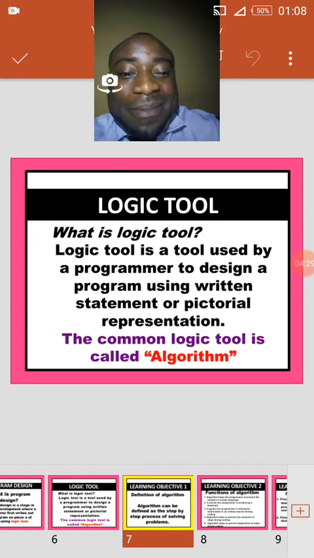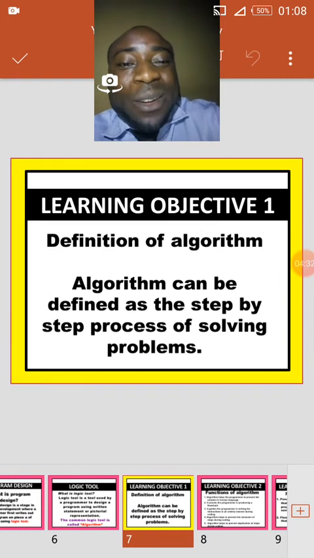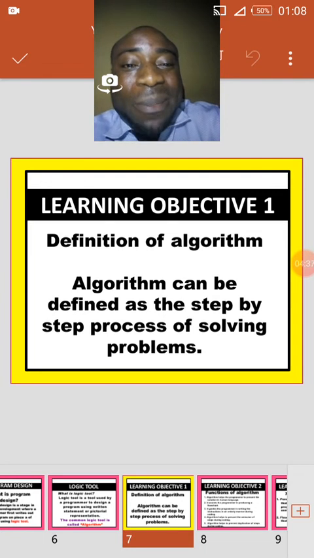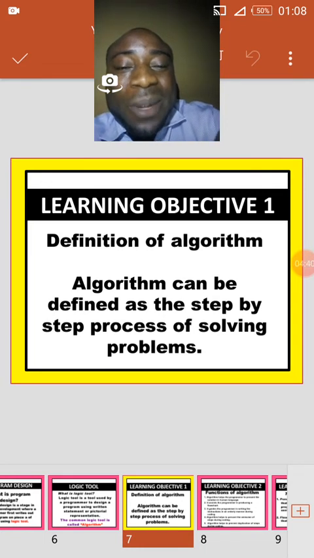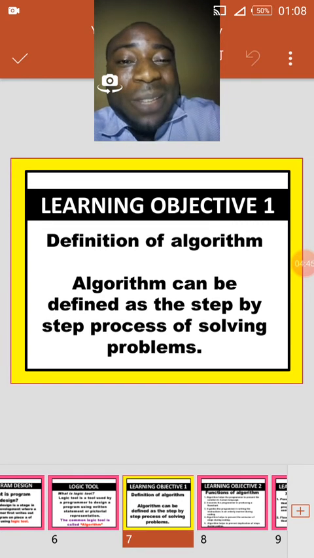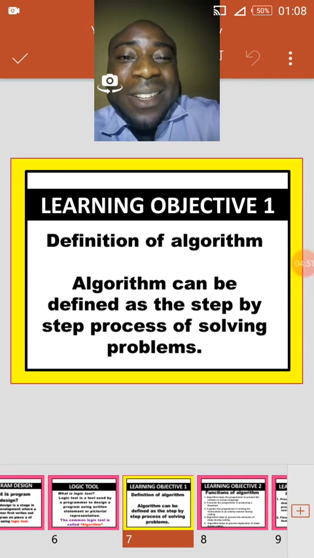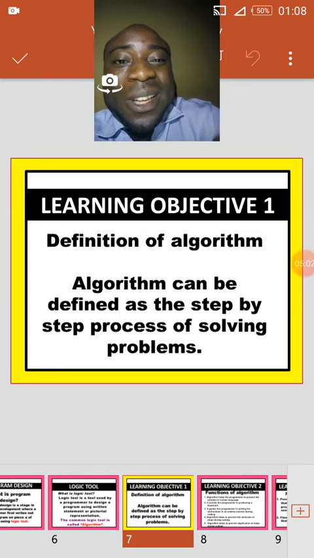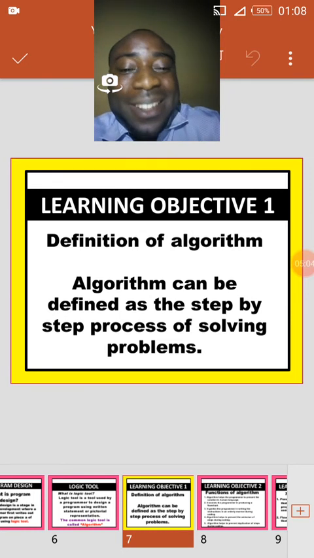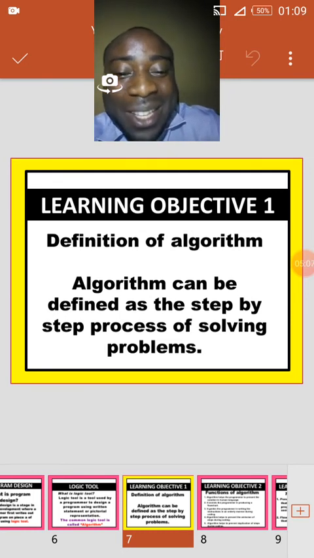Now, what is algorithm? We can say algorithm can be defined as the step-by-step process of solving problems. Now, for a better understanding of the definition, let me put it in the right perspective for you. So I will redefine it as: algorithm is a plan to accomplish a task. Algorithm is a plan to accomplish a task. I believe you get that. In our lesson, you will understand it better.